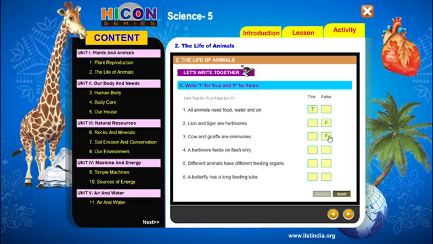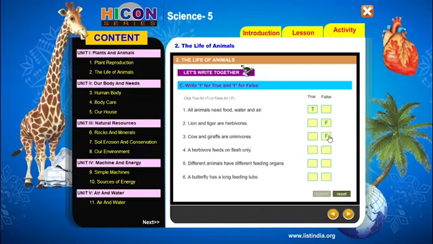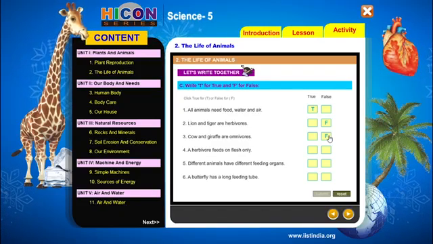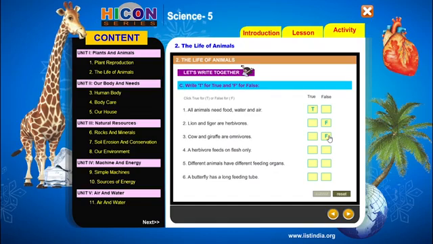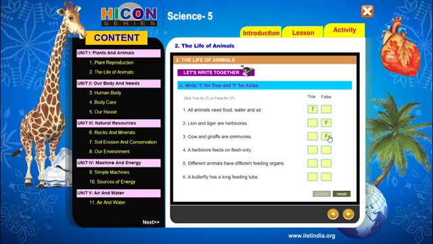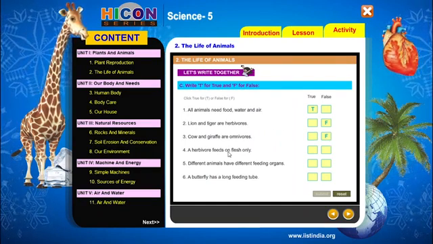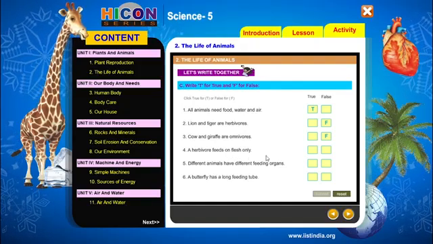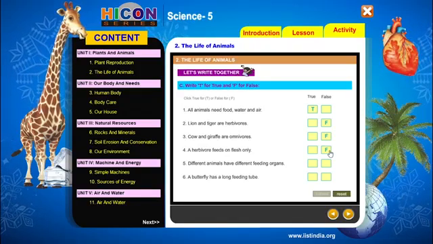So children, read the fourth sentence. Herbivores feed on flesh only. Children, is it correct or not? Herbivores means those animals which eat only plants and grass, but they do not eat flesh. But in the fourth sentence, they have given that herbivores feed on flesh only. No, the fourth sentence is wrong because herbivores feed on plants and grass. So the fourth sentence is also wrong. So write F in the box given under false.